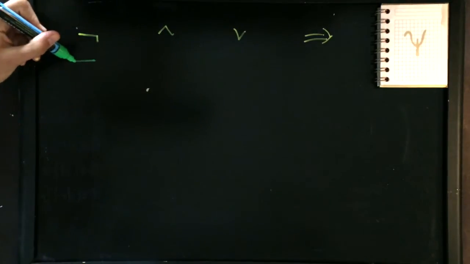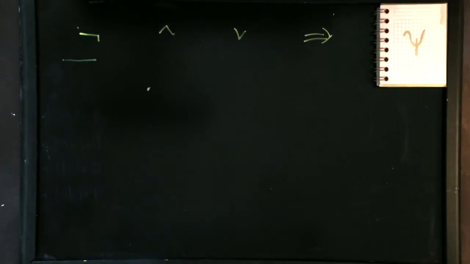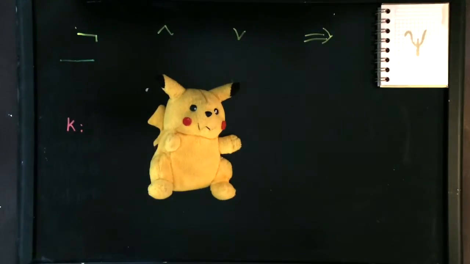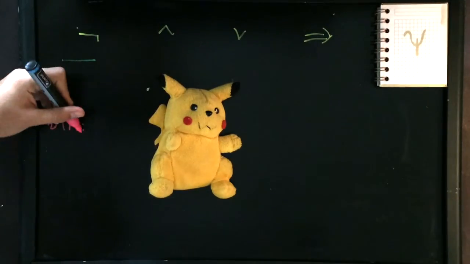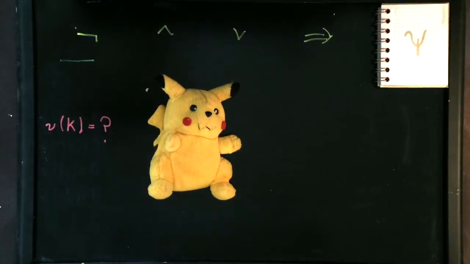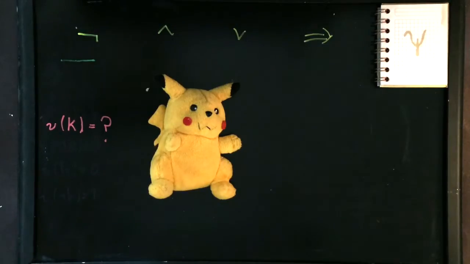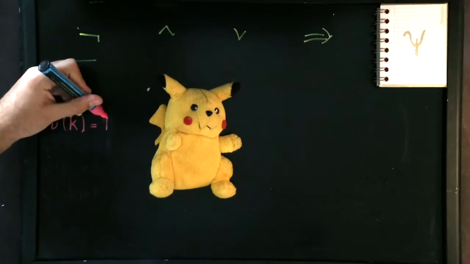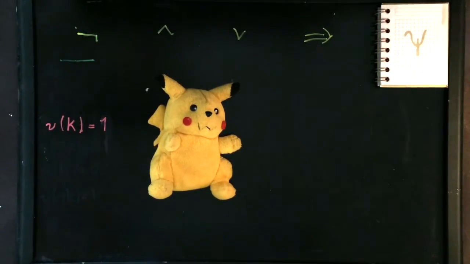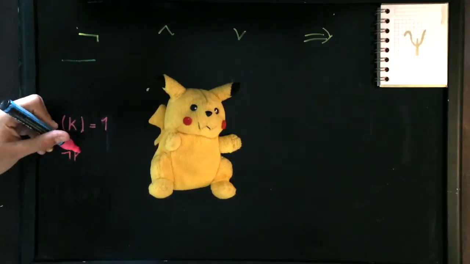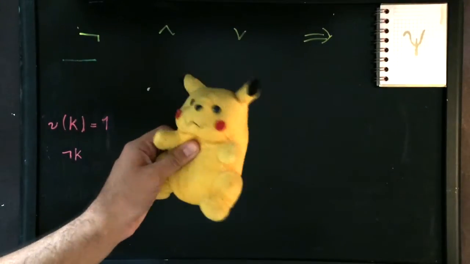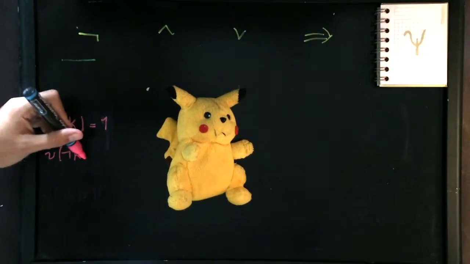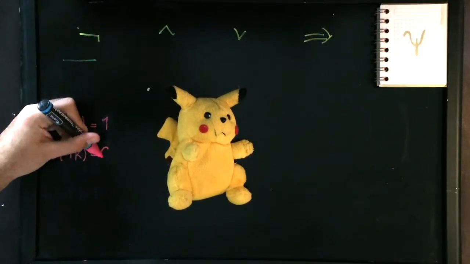The first connective that we'll see is the negation, and we'll use this symbol to denote it. Let's say that K represents the proposition Pikachu is a Pokemon. What's its truth value? Well, because Pikachu is in fact a Pokemon, the truth value of K is true, which we will represent with the number 1. Because we're talking about negation, this expression here means Pikachu is not a Pokemon. The truth value of this is totally false, which means that the number we'll assign to it is 0.